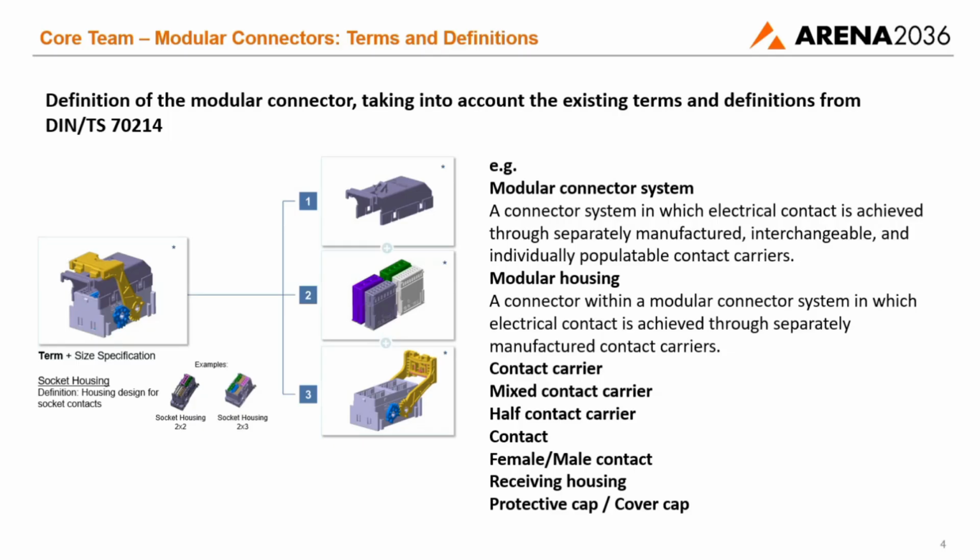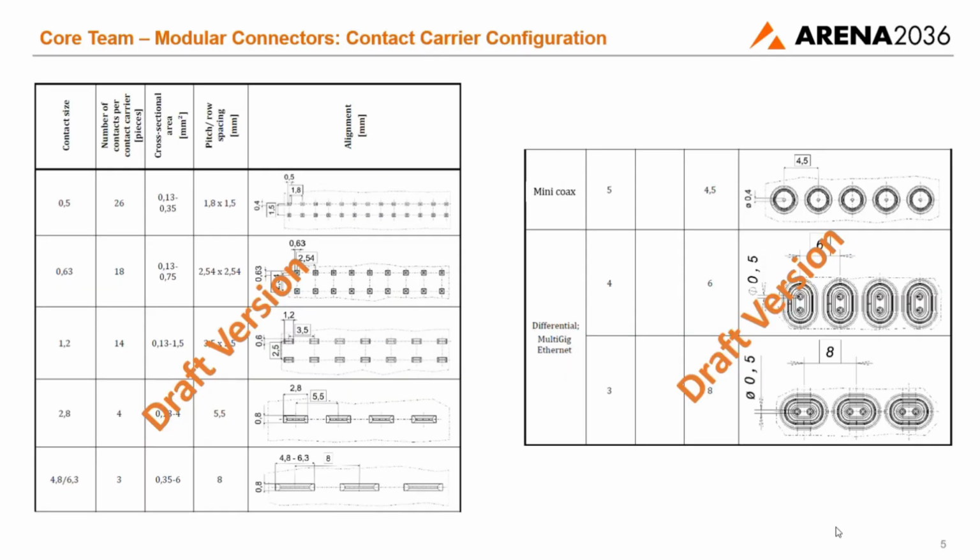One of our drafts for the design rules is the definition of contact sizes. So what you can see is we have the standard sizes 05, 06, 12, 28, 48 defined: how many contacts would be in one contact carrier, what is the pitch and the row distance, and the same for high frequency contacts like mini coax or differential multi-gig Ethernet connectors.